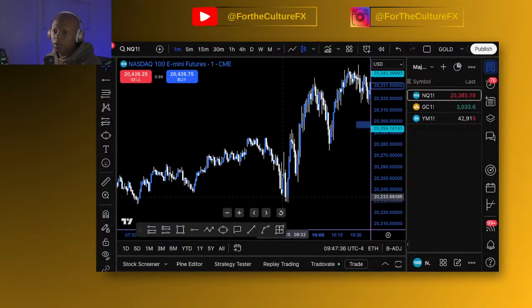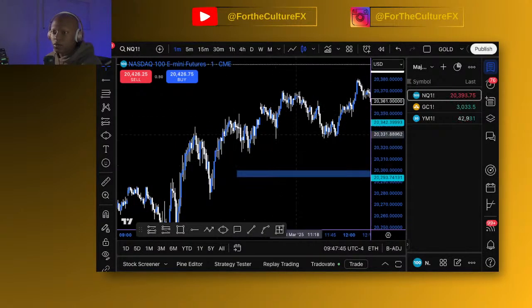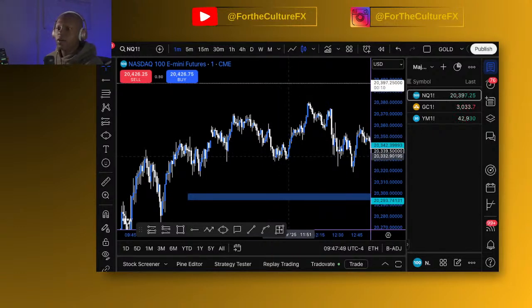When we had this sweep of this low, this was our opening range. We swept the low, then it swept the high here, corrected, and then price just began to create higher highs and higher lows throughout the rest of the session, right? And with only one opportunity for us to capitalize on.